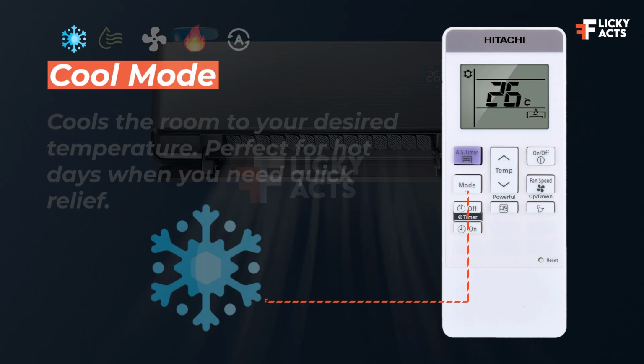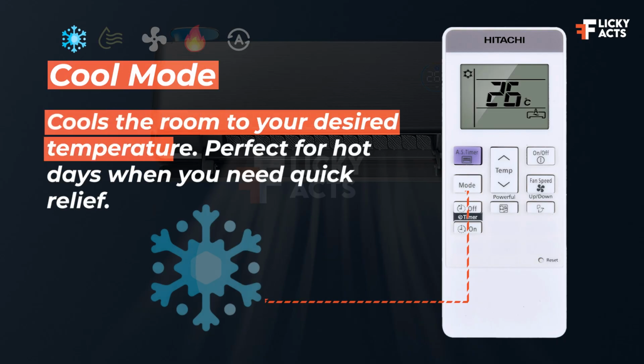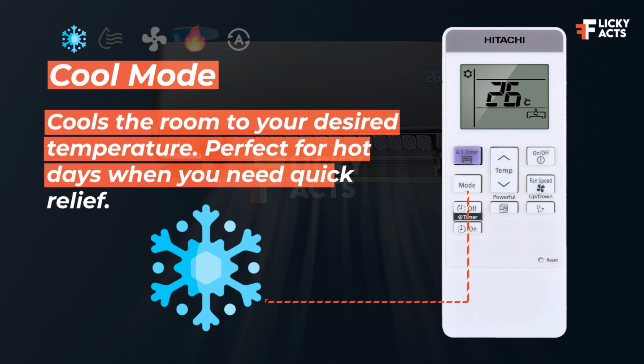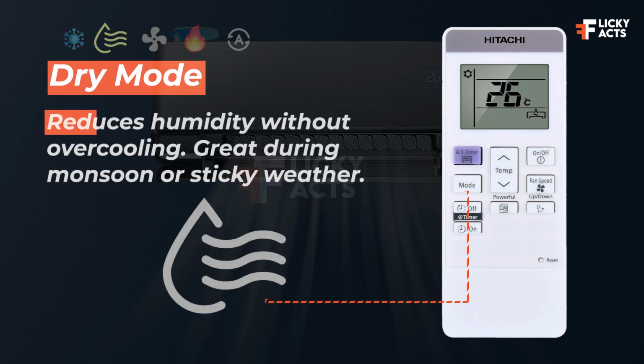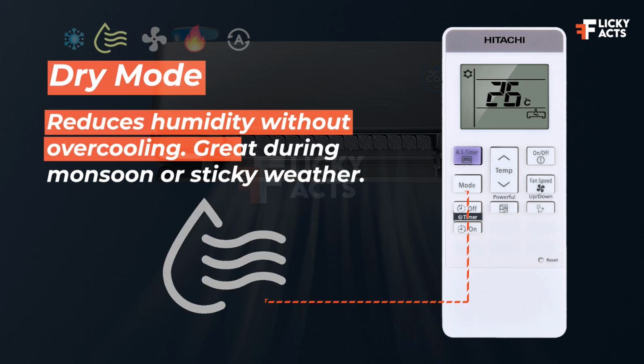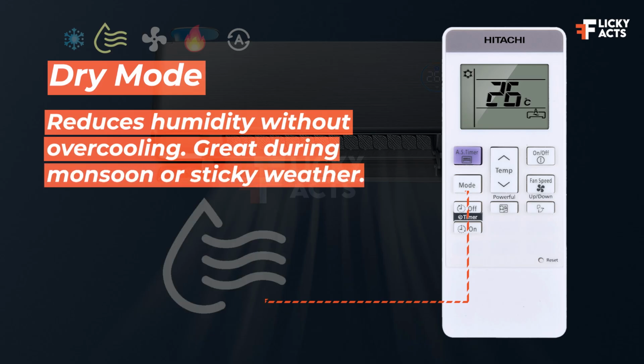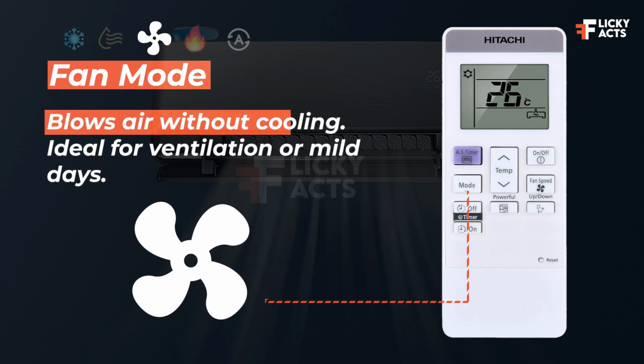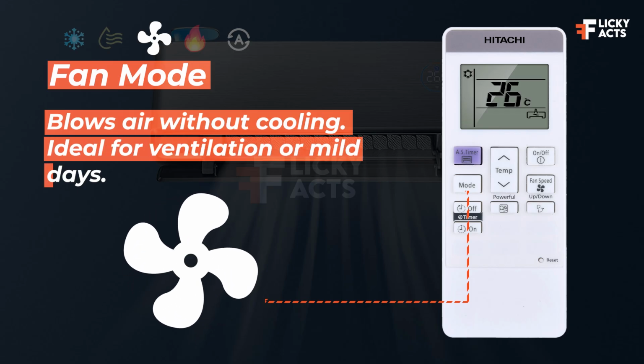Cool mode cools the room to your desired temperature, perfect for hot days when you need quick relief. Dry mode reduces humidity without overcooling, great during monsoon or sticky weather. Fan mode blows air without cooling, ideal for ventilation or mild days.